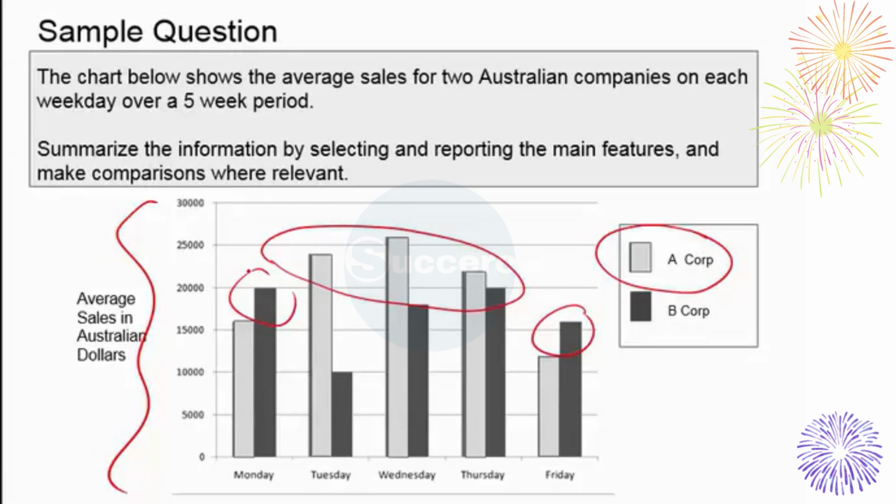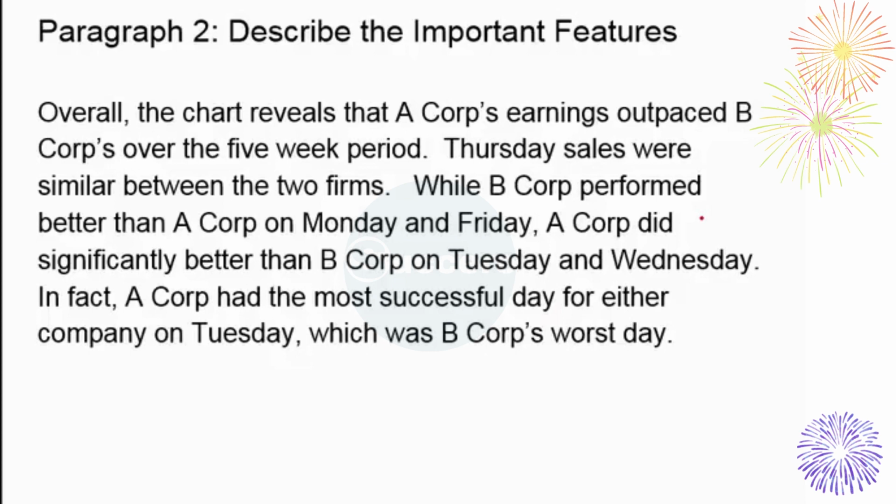Okay? Another thing that really jumps out to me is that for some reason, B Corp on Tuesdays does very, very poorly. Okay, now remember, we don't need to report very specific information here. What we need to do in paragraph 2 is just discuss these general features that seem to be the most important part of this visual. So, here is one attempt to report on those features we just discussed. Go ahead and pause your video and read through this paragraph.